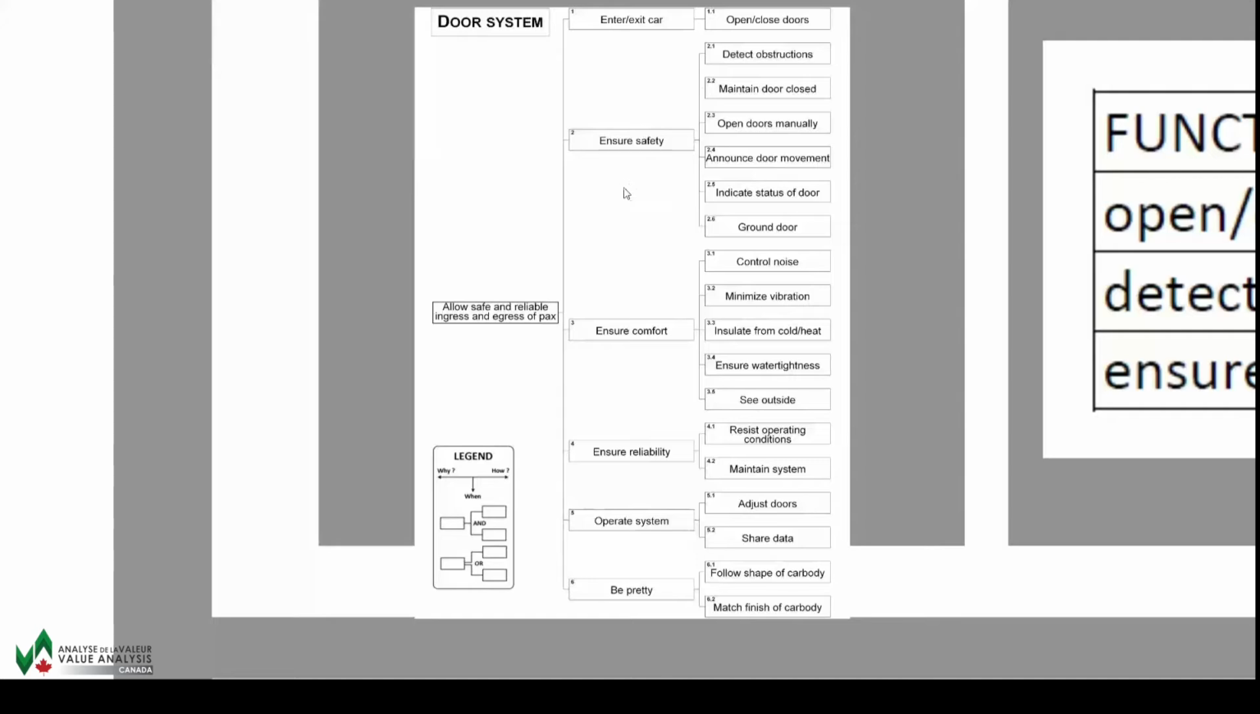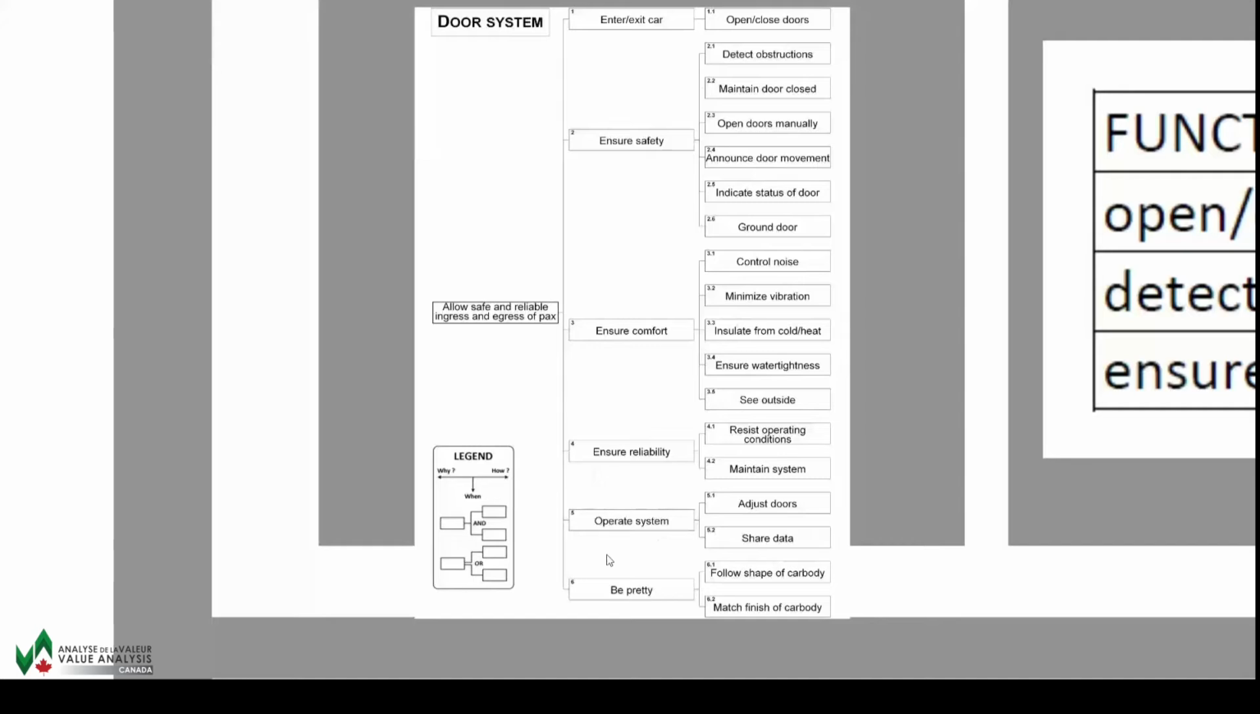And a lot of the times the clients that request a door system don't go too much into detail on these other functions. So again, another one is ensure comfort, control the noise. So you don't want too much noise from outside to go inside the car, minimize vibration, insulate from cold, ensure water tightness, and see outside. I will highlight this one because we'll talk about it in a minute again. So the client asked for a big window in the door so that everybody could see outside very easily.